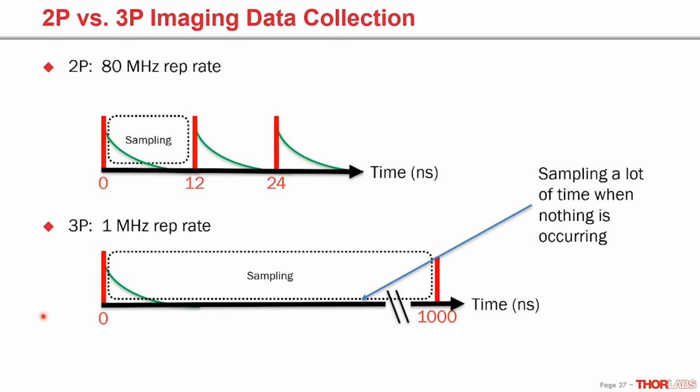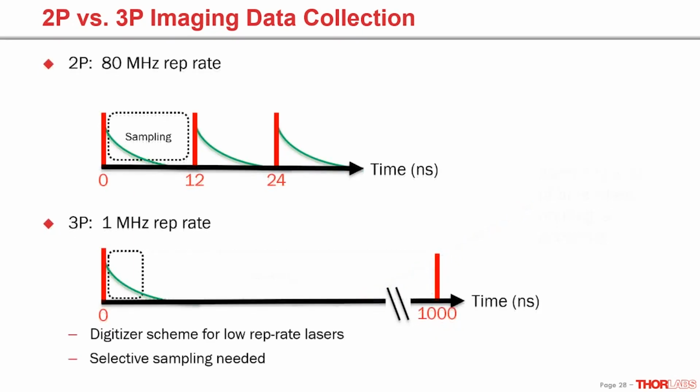So generally, it's good practice to come up with a digitizer scheme for these low rep rate lasers, where you're selectively only sampling when the fluorophore is decaying and not over the entire period between pulses.